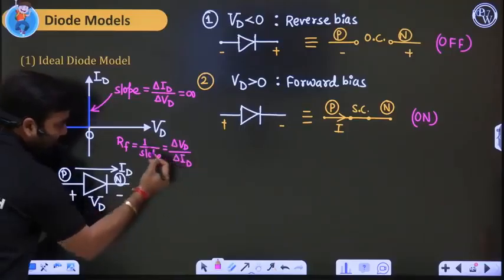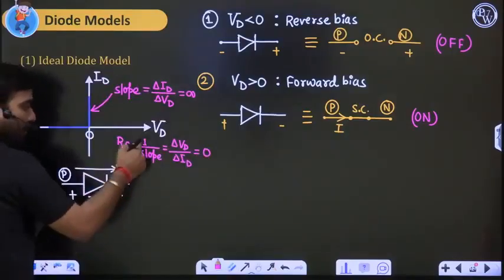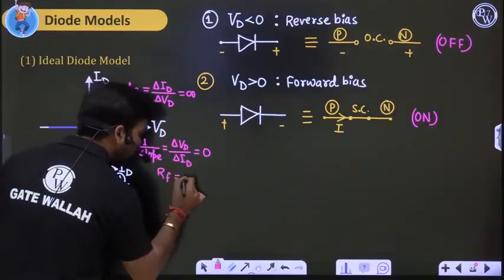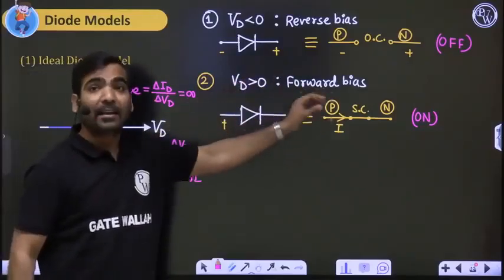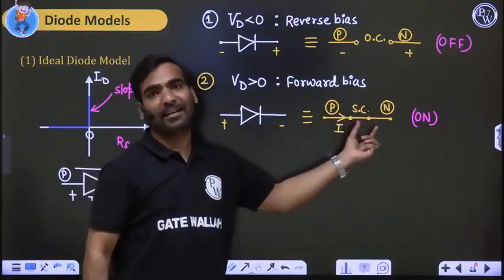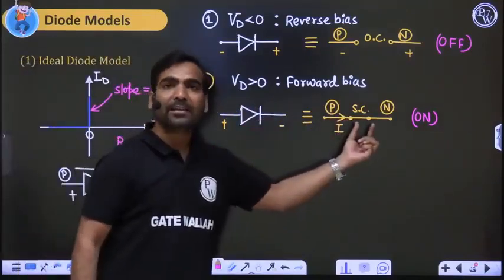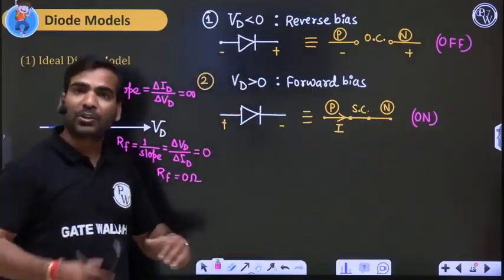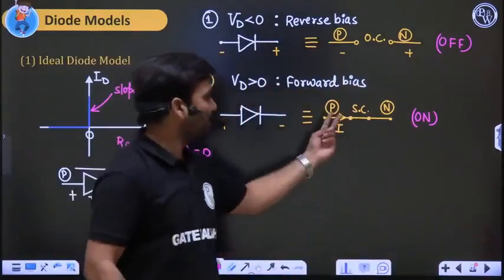And what is written over here? Reciprocal of slope, delta Vd upon delta Id. Slope is 0. Slope of 0 means 1 upon slope 0 means resistance is 0. Okay, RF is 0 ohm. Meaning is that in forward bias case, diode is replaced by a resistance which is 0 ohm, short circuit, and a battery of 0 voltage in series with a resistance whose resistance is 0 only. So 0 resistance is short circuit, 0 voltage source is also short circuit. That's why it is acting like a short circuit.